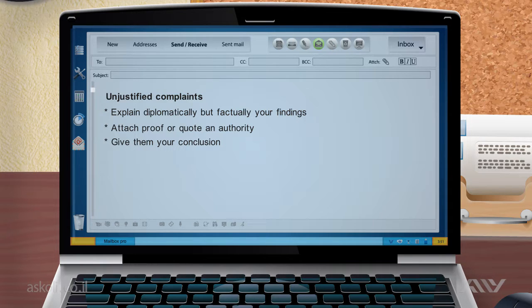Let's move on finally to how we end our mail.